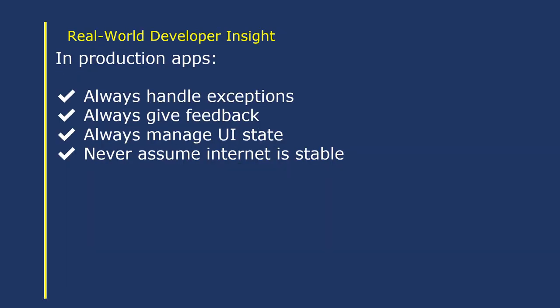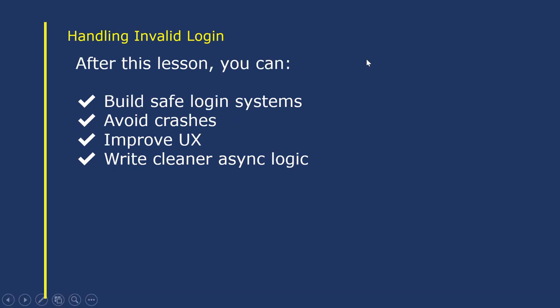In production applications, you must assume that internet connectivity may fail. Proper error handling separates professional apps from beginner demos. This lesson gives you the ability to build stable production level login systems that users can trust.